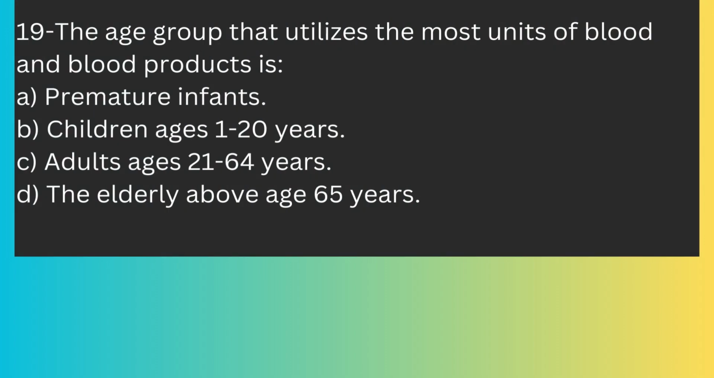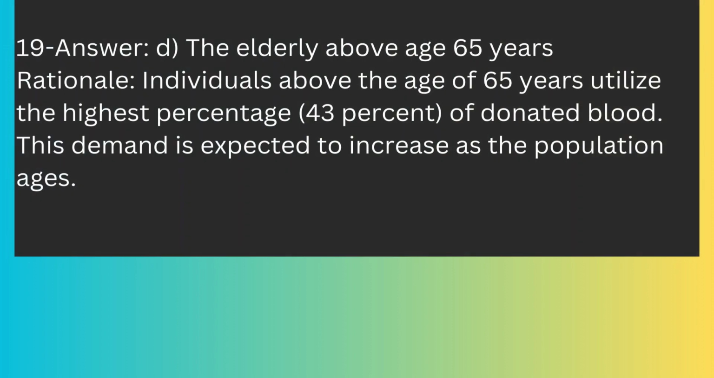Question number 19. The age group that utilizes the most units of blood and blood products is A. Premature infant, B. Children age 1 to 20 years, C. Adults age 21 to 64 years, D. The elderly above age 65 years. The answer is D. The elderly above age 65 years. Individuals above the age of 65 years utilize the highest percentage, 43%, of donated blood. This demand is expected to increase as the population ages.